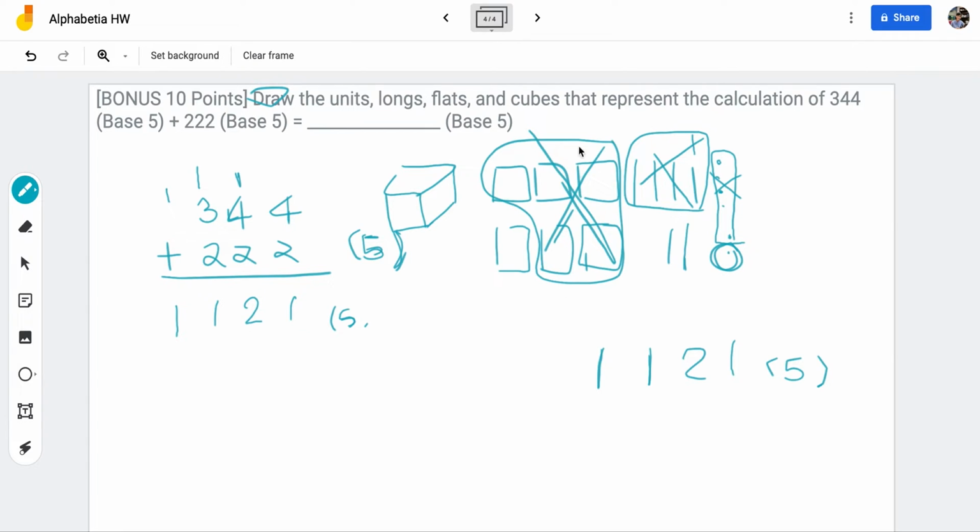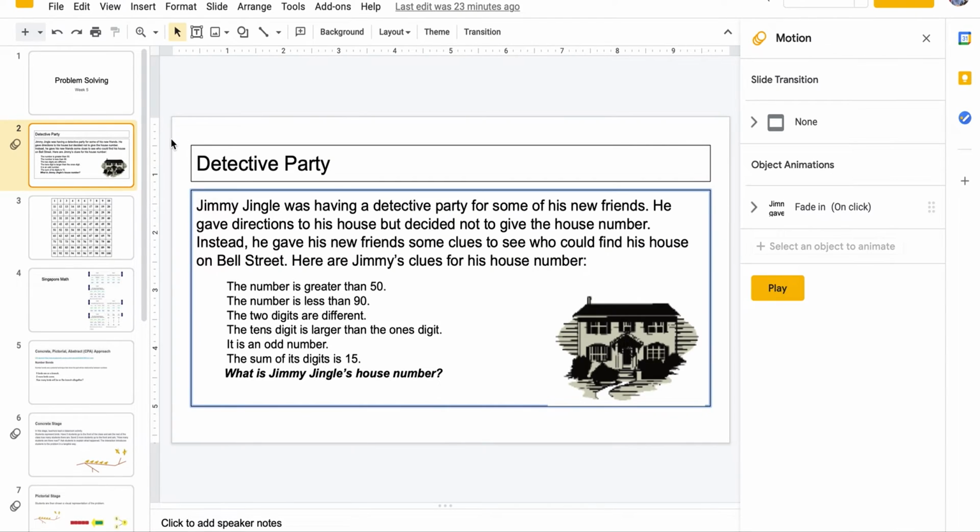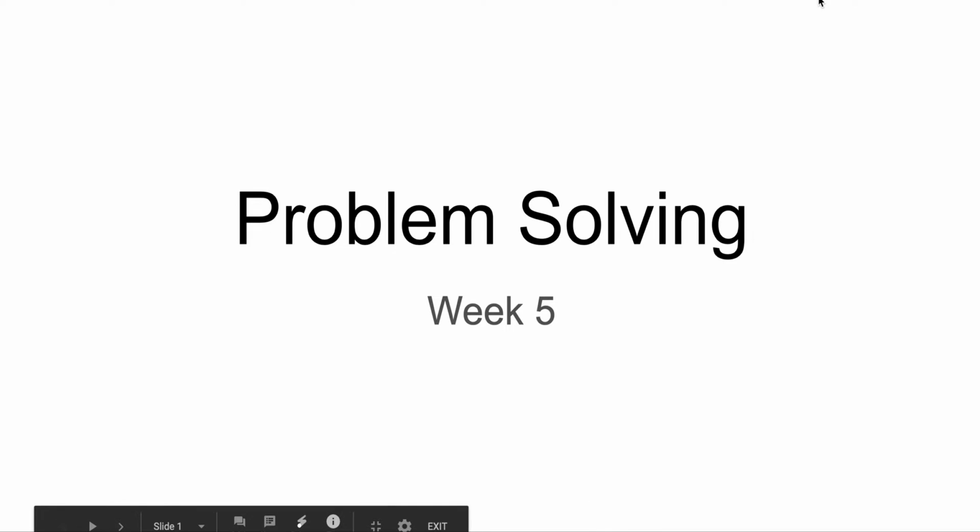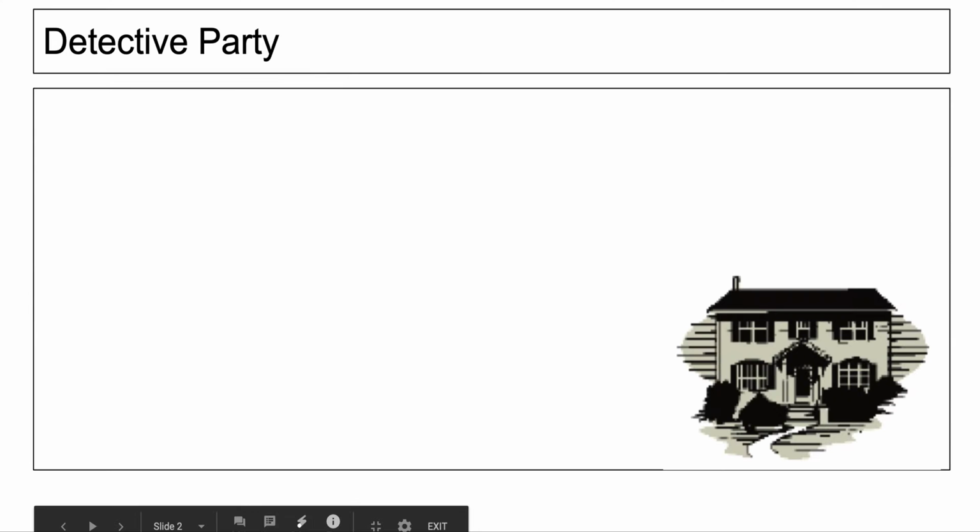the manipulatives. Alright, so that was the Alphabedia homework, and today we're going to move on to week 5, problem solving. So this week we're going to focus on problem solving. I'm giving you one problem here. I want you to read this carefully and solve the problem. And if it's possible, for your grade level, if it's matching, you can play this with your students too.